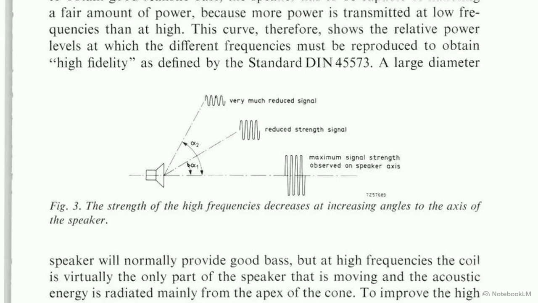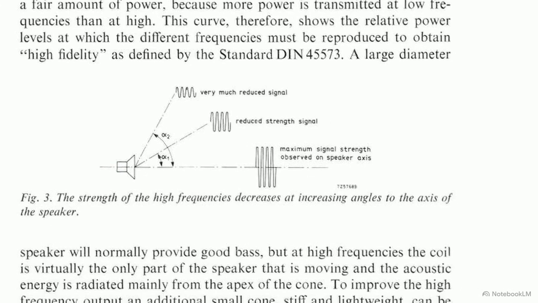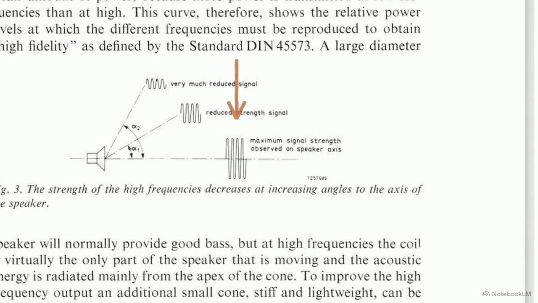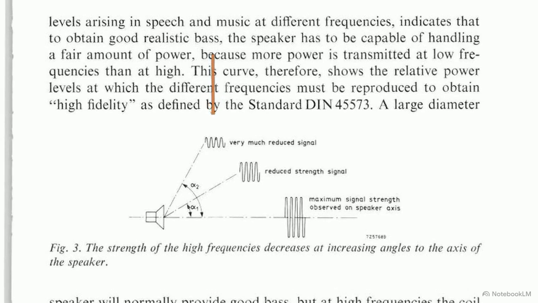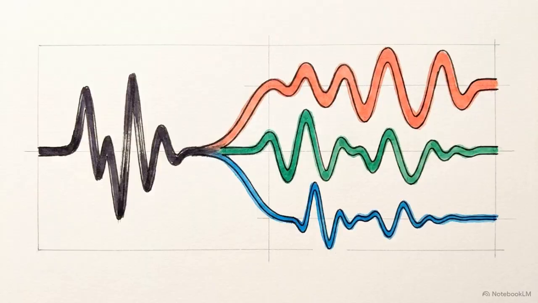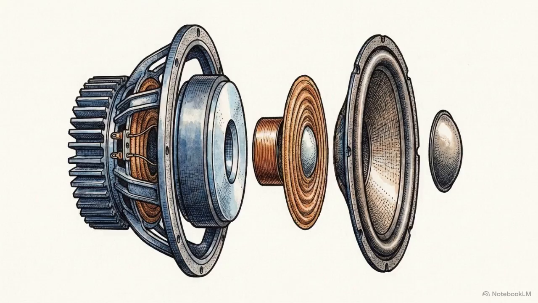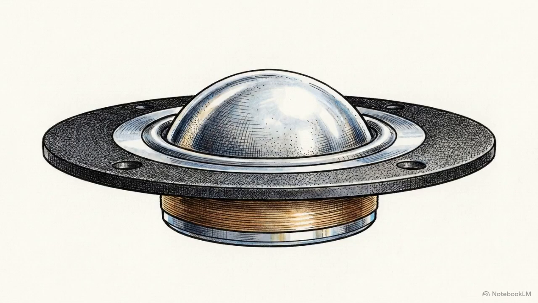When a large, heavy cone attempts to reproduce those rapid high frequencies, it triggers a physical phenomenon known as beaming. As shown in this diagram, the acoustic energy radiates entirely from the apex of the cone. Instead of diffusing out into the listening area, the high frequencies shoot forward in a narrow, laser-like path. Move even slightly off the central axis of the speaker, and the signal strength drops sharply, destroying the realism of the audio. To achieve full-spectrum hi-fi without beaming, the audio signal must be physically divided into specialized drivers: massive woofers for the bass, squawkers for the mid-range, and ultra-lightweight domes for the treble.